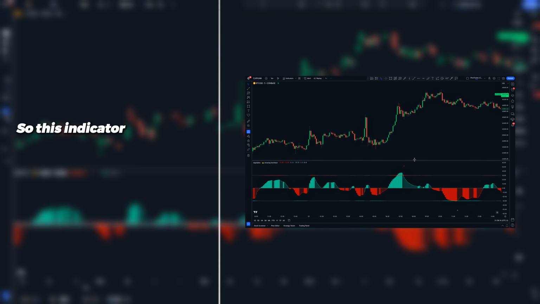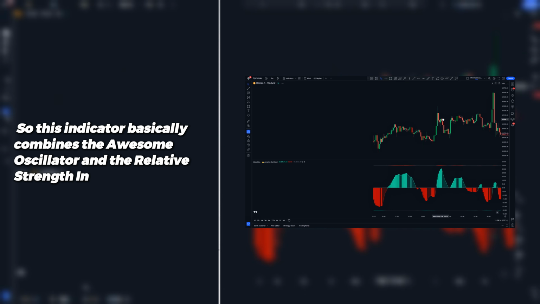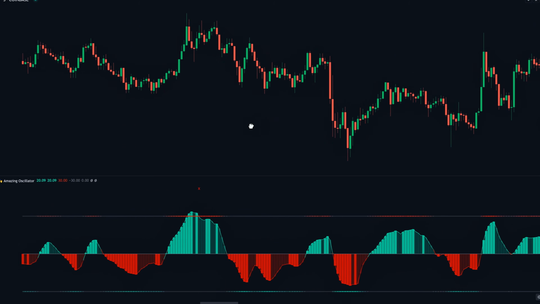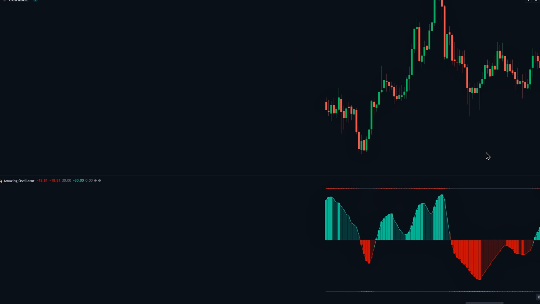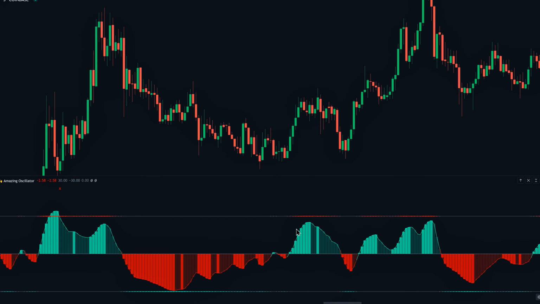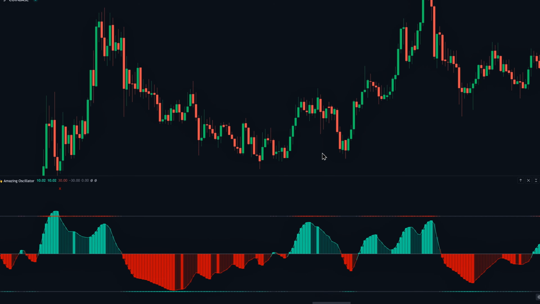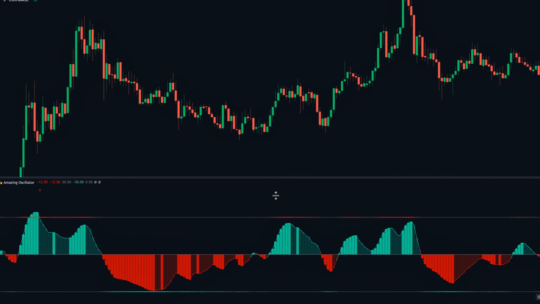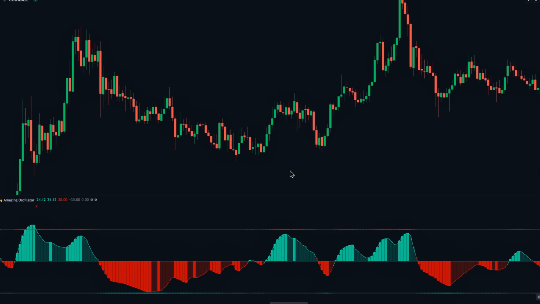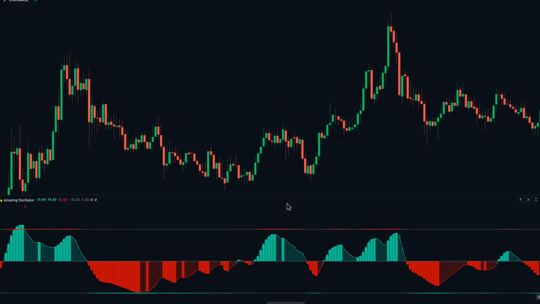So this indicator basically combines the awesome oscillator and the relative strength index, also known as the RSI. These two integrations enable this indicator to provide a comprehensive view of market conditions. The RSI is applied to the Amazing Oscillator, which results in a standardized as well as a less noisy version of the awesome oscillator. These two integrations make this indicator capable of pinpointing overbought and oversold conditions in the market, while at the same time giving less and less false signals. Now, let's go over what this indicator is made of.